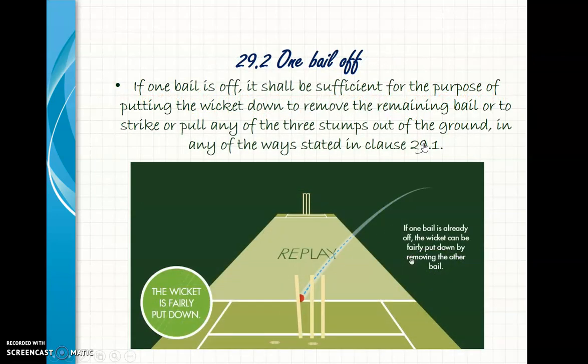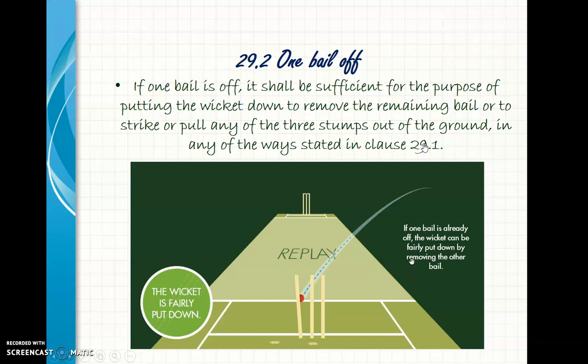Now let's consider one of the bails, meaning one bail is already out of the groove. If one bail is off, it shall be sufficient for the purpose of putting the wicket down to remove the remaining bail, or to strike or pull any of the three stumps out of the ground in any of the ways stated previously, like by ball or bat or anything.